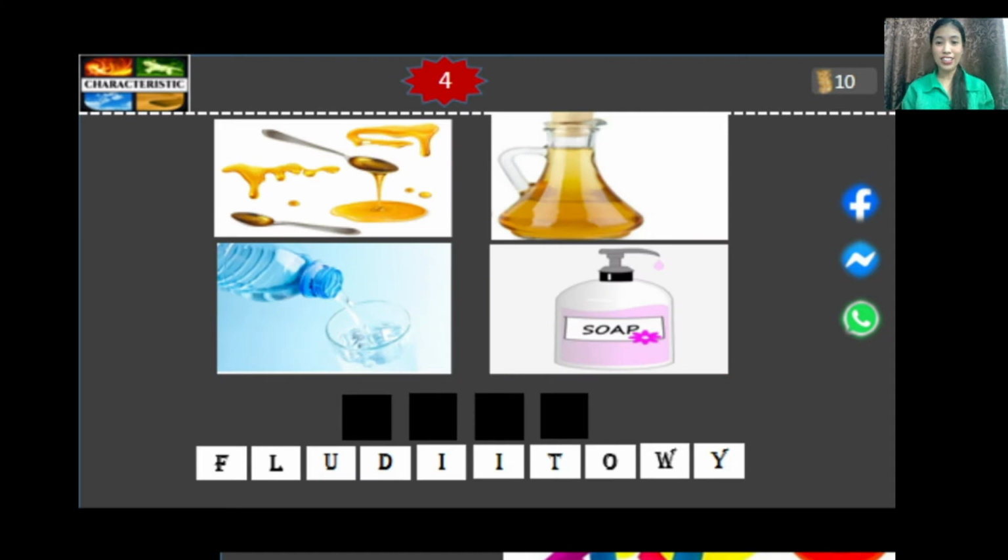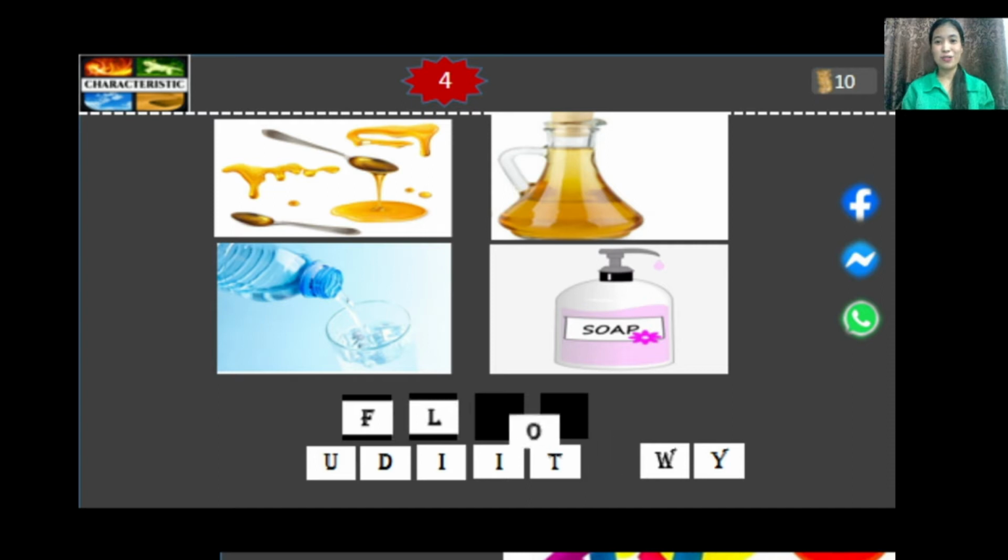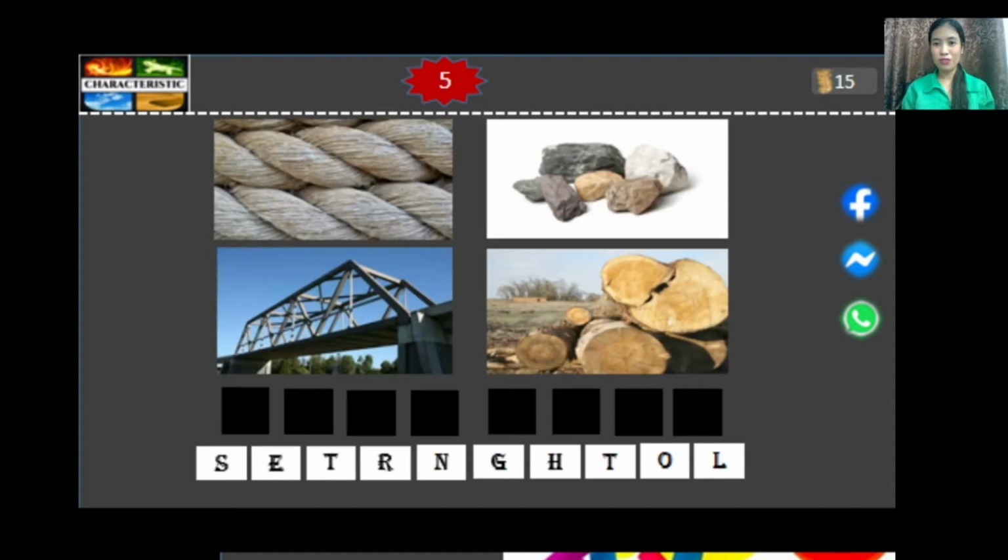We have honey, water, soap, and oil. What is the common characteristic? Okay. That is known as flow. Those four pictures have the ability to flow. How about this one?